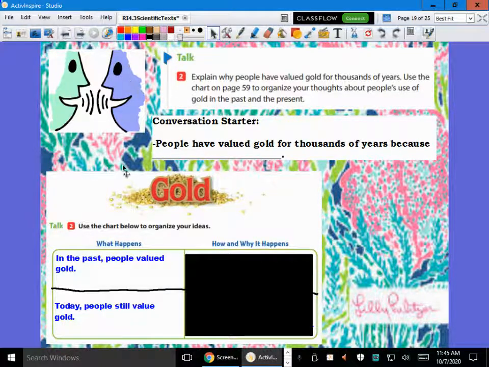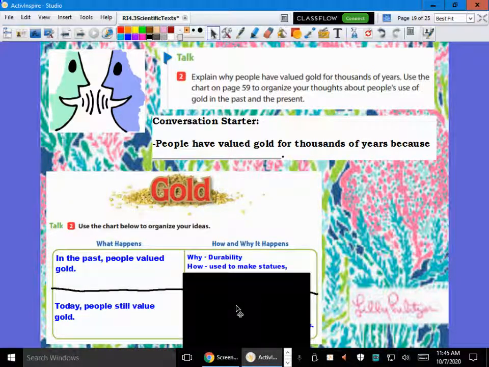We talked about here how people have used gold for thousands of years. So people value gold in the past. Why? People still value gold now. Why? Okay, so we know this is what's happening, but why is it happening? That's the big question. Why did people in the past value gold? What did they use it for? Do you remember? Oh, remember the jewelry, statues, okay?